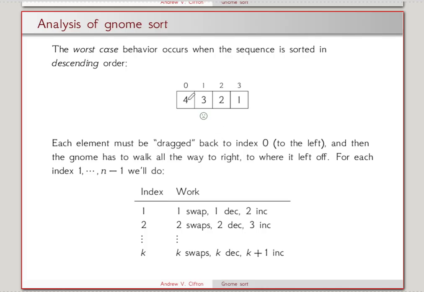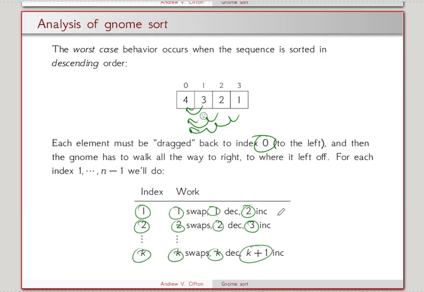The worst case is if the sequence is sorted in descending order, because then I'm going to drag the 3 there, and then I'm going to drag the 2 down there, and then I'm going to drag the 1 all the way down there. So each new element that the gnome discovers has to be dragged all the way back down to index 0. At index 1, we're going to do 1 swap, 1 decrement, and 2 increments. At index 2, we're going to do 2 swaps, 2 decrements, and 3 increments. At position k, we do k swaps, k decrements, and k plus 1 increments.